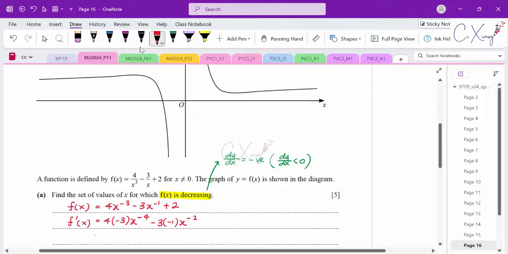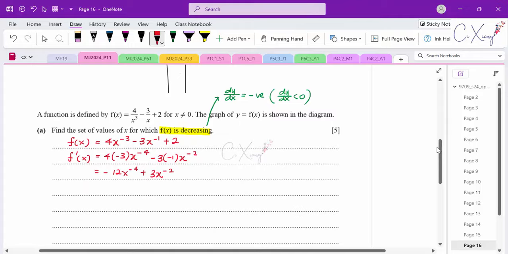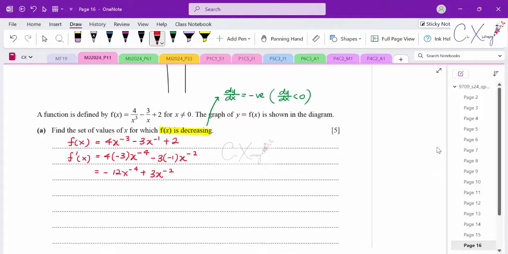Okay, then I try to simplify this term here. I'm having -12 x to the power of -4, and also +3 multiplied by x to the power of -2. Okay, so they are asking in which part the function f(x) is decreasing. So I'm going to look for dy/dx smaller than 0.